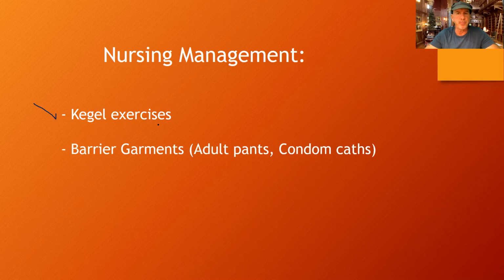Barrier garments, there again, adult pants. These are the Depends. Condom caths, they are like a condom, but they have a hole in the end to which you attach a tube and a bag. It's like the catheter, only it's nice because it's not invasive. You're not putting anything in the ureter. What you're doing is you're just putting on a condom that's got a little tube on the end that goes to a bag so that they are able to go without soiling their garments.